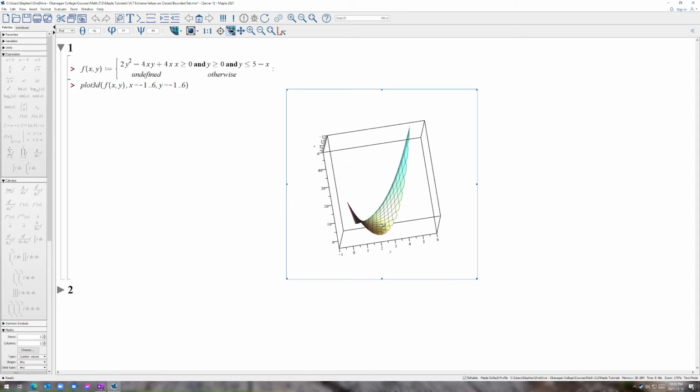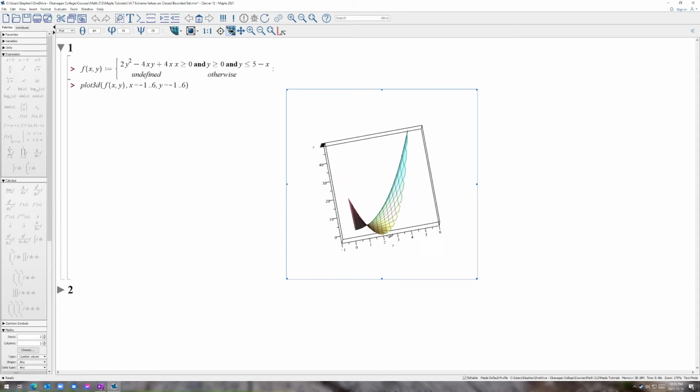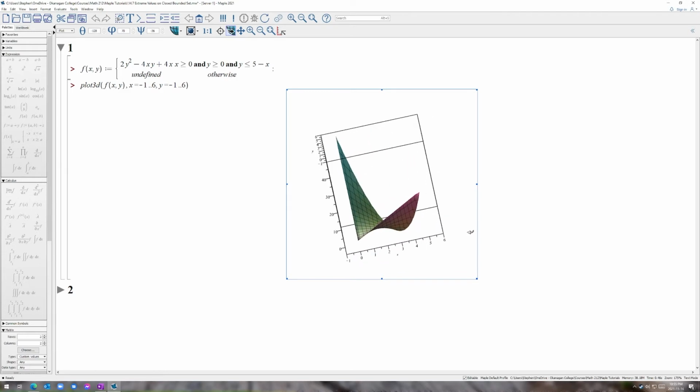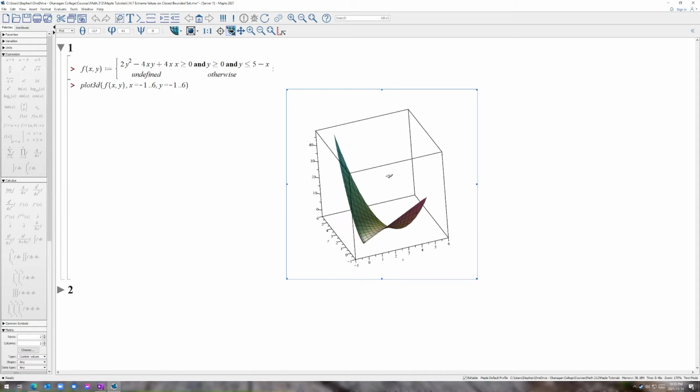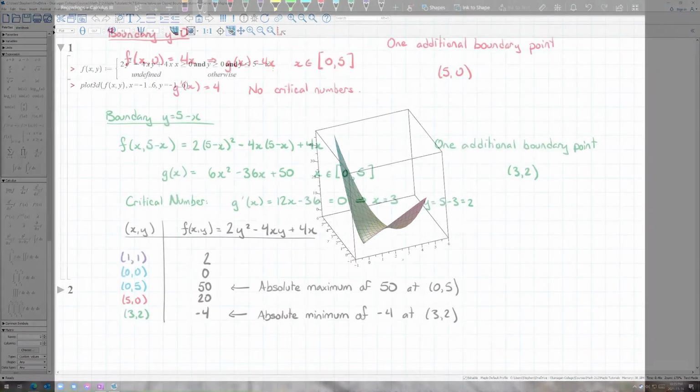Now if we take a look, we have one value here where we end up with a negative value for the function, and that is exactly where y equals 2 and x is equal to 3. And the highest 2 points that we see are at two other corners, 0, 5 and 5, 0, with the highest value at x equals 0 and y equals 5 up here in the corner. Now let's take a look at this second example and see what I've got in store for our next region.